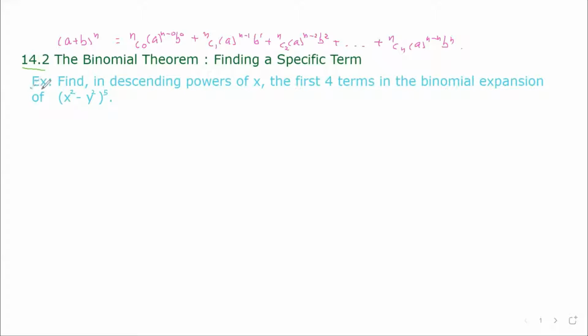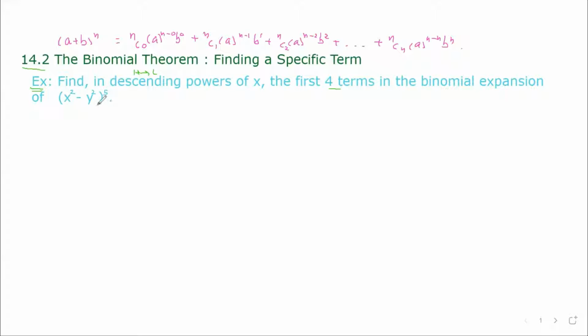For the first example, find the descending powers of x. Descending means the index, the power of x, goes from high to low. In question one, you find only the first 4 terms, so we don't need to expand all of it. The question has (x^2 - y^2)^5, which means we're going to have 6 terms, because power 5 gives 6 terms. Then we expand this.